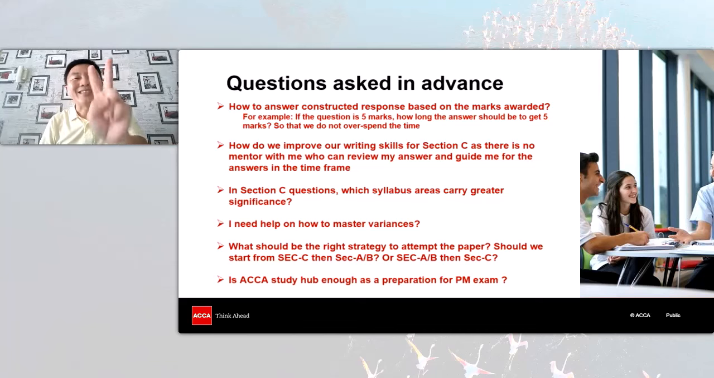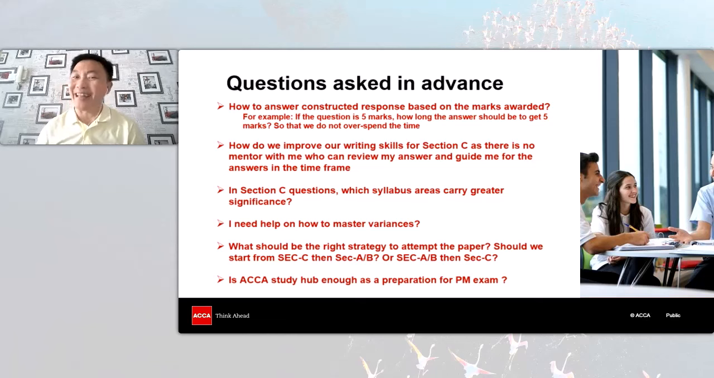The second tip for you to master variances: attempt the mock. Watch the mock debrief. You will see how I construct the framework to deal with the calculation and interpret the variances. Okay?